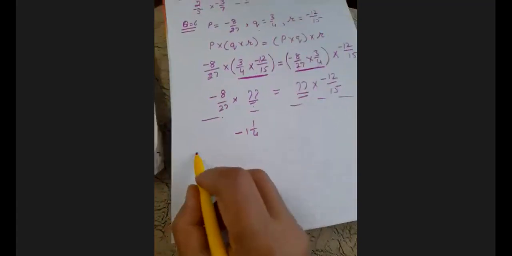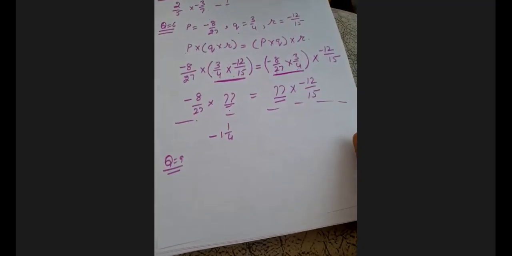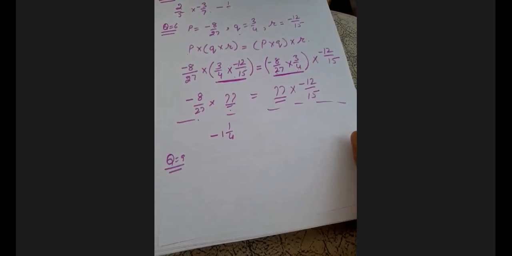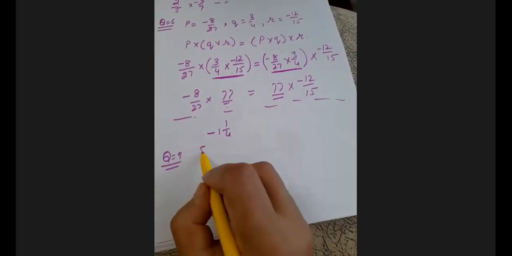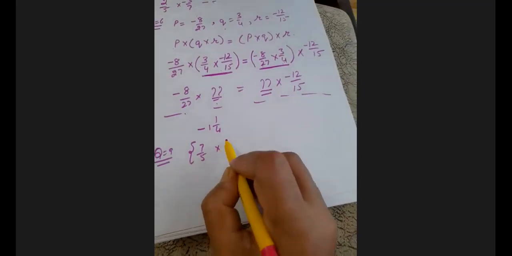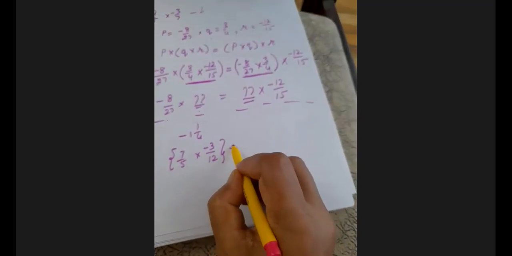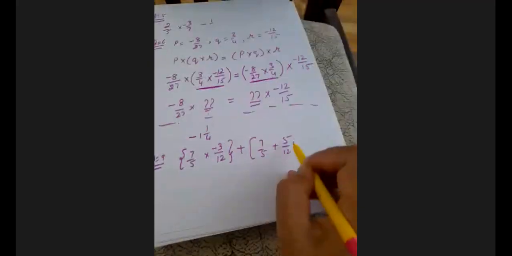Next is question number 9. Using distributive property, find 7 upon 5 multiply -3 upon 12 plus 7 upon 5 plus 5 upon 12. Now your statement is 7 upon 5 multiply -3 upon 12 plus 7 upon 5 plus 5 upon 12.